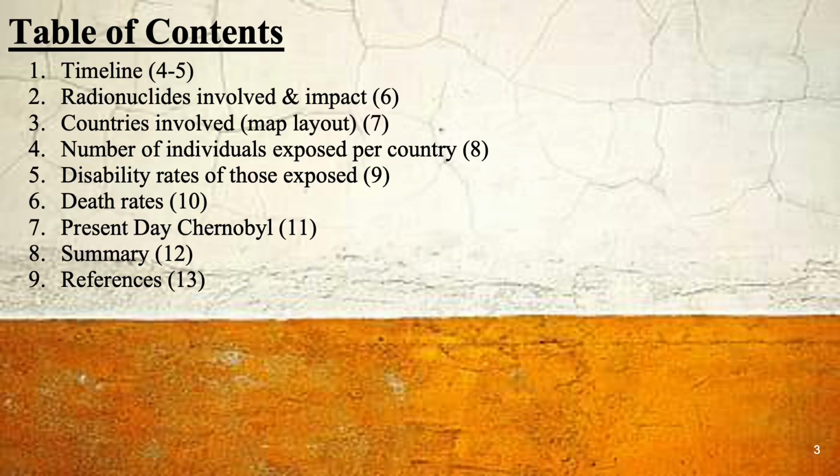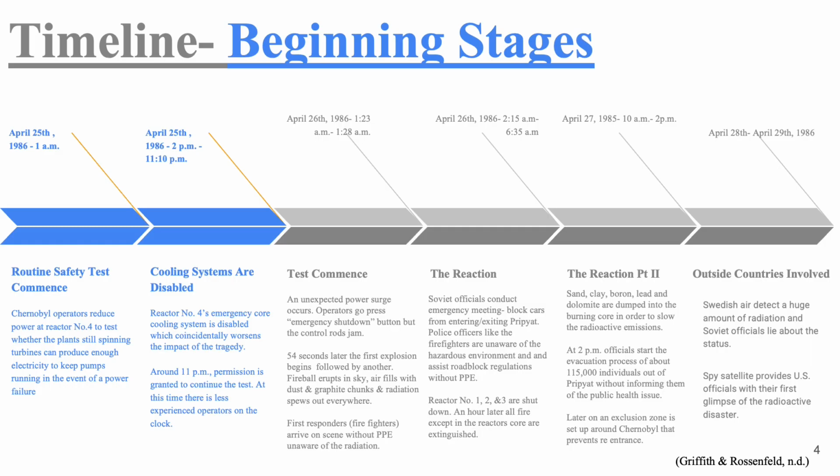I'm going to start off with the timeline of the event, then the radionuclides involved and their impact on the country, and explain the countries impacted. After that, talk about the number of individuals exposed per country, followed by the disability rates of those exposed, and then finally, death rates. After that, I will talk about present day Chernobyl and summarize all my findings.